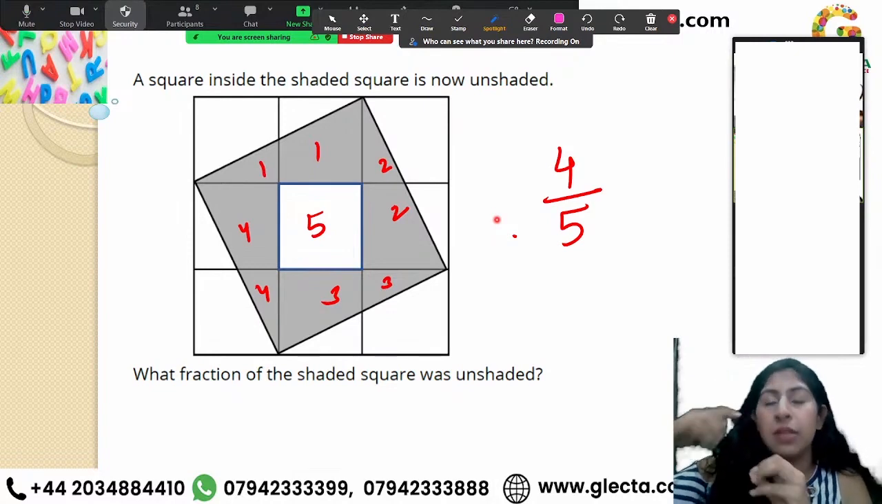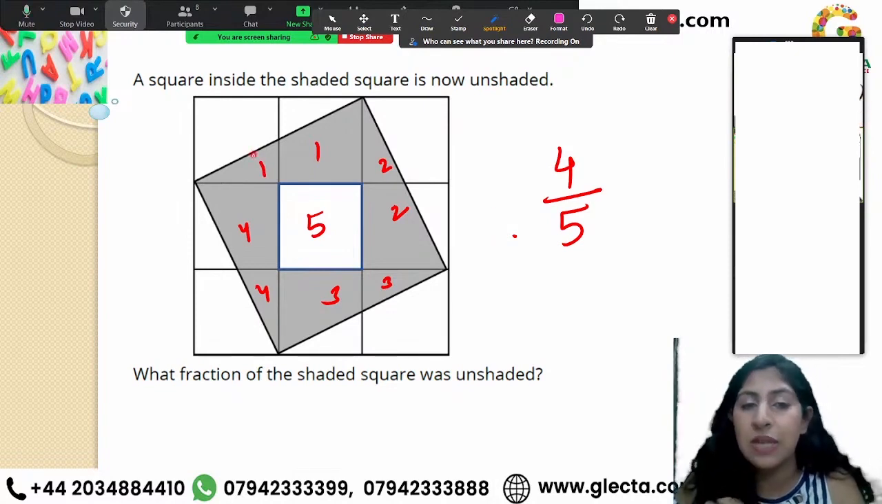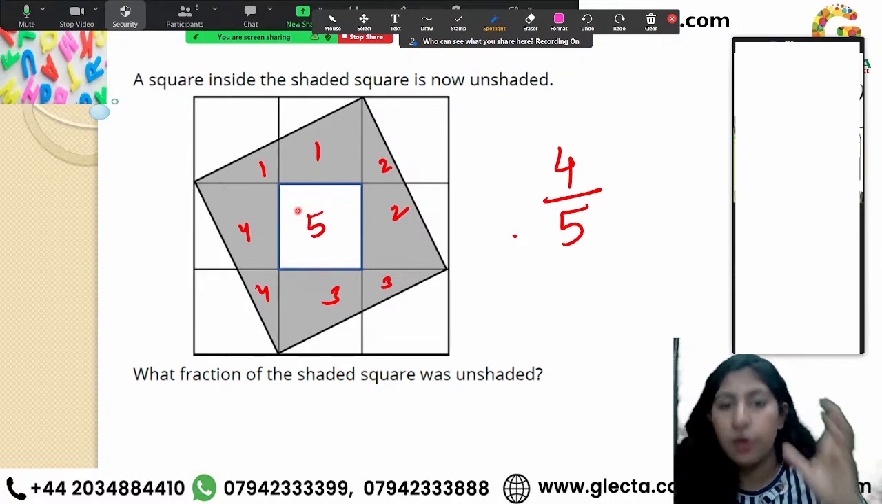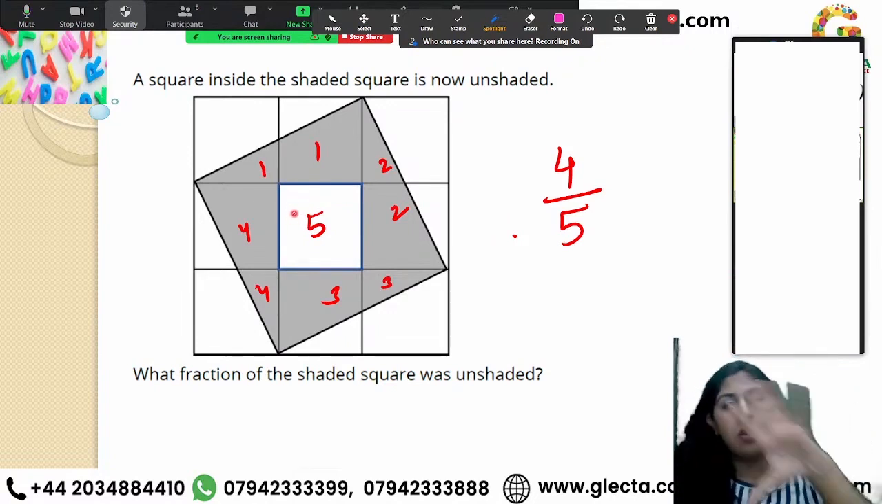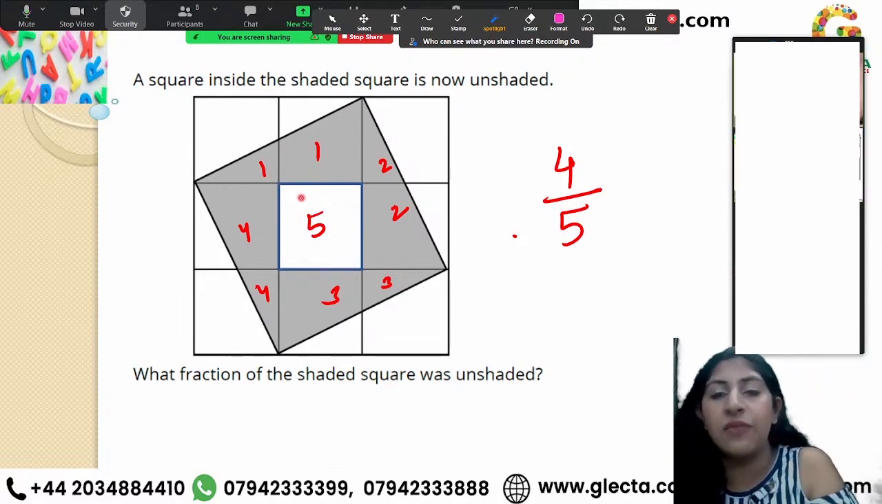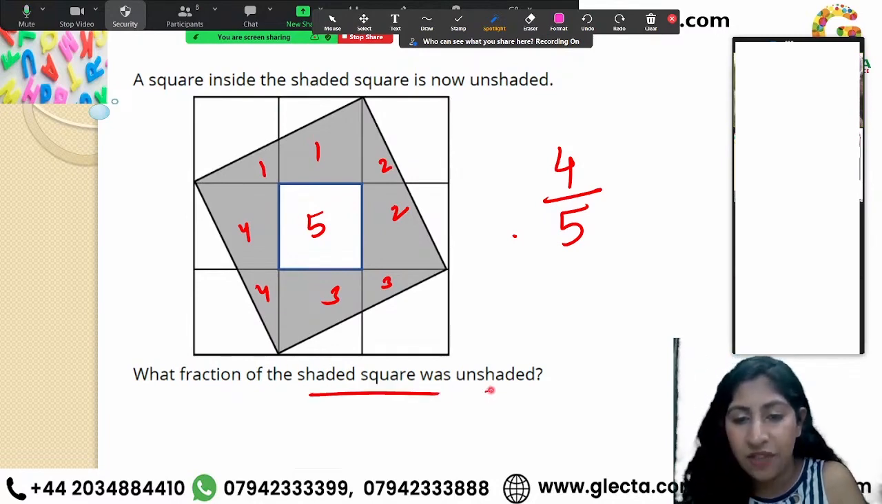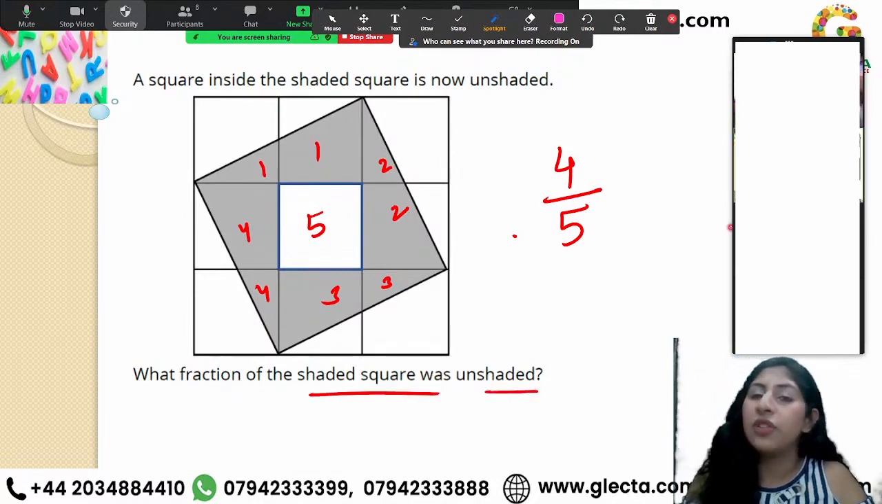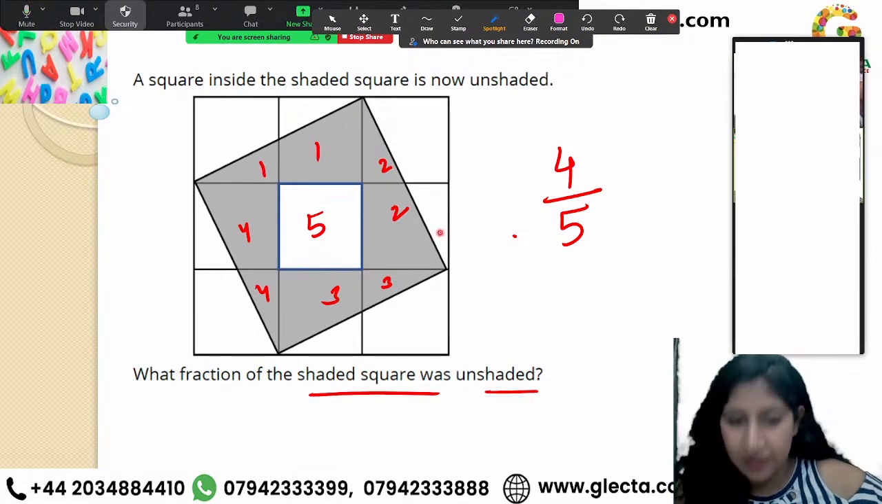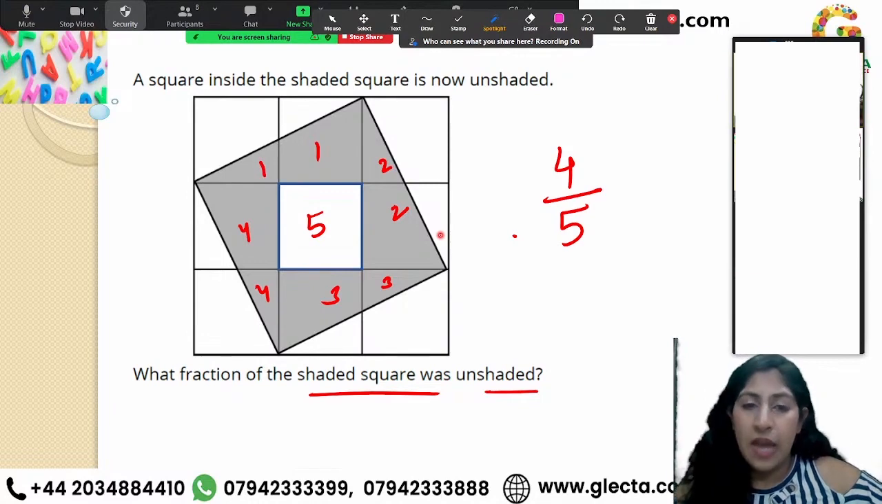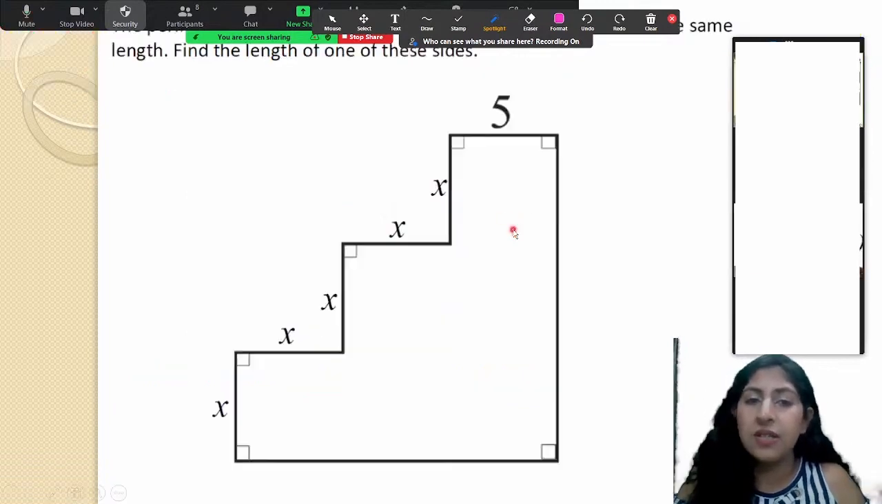The concept that I was discussing was for the overall square. For 4 out of 9 I gave you the answer for the overall. For this statement it's a different thing. For this one, 4 out of 5 would be the answer. Now, moving on to the next one after this.